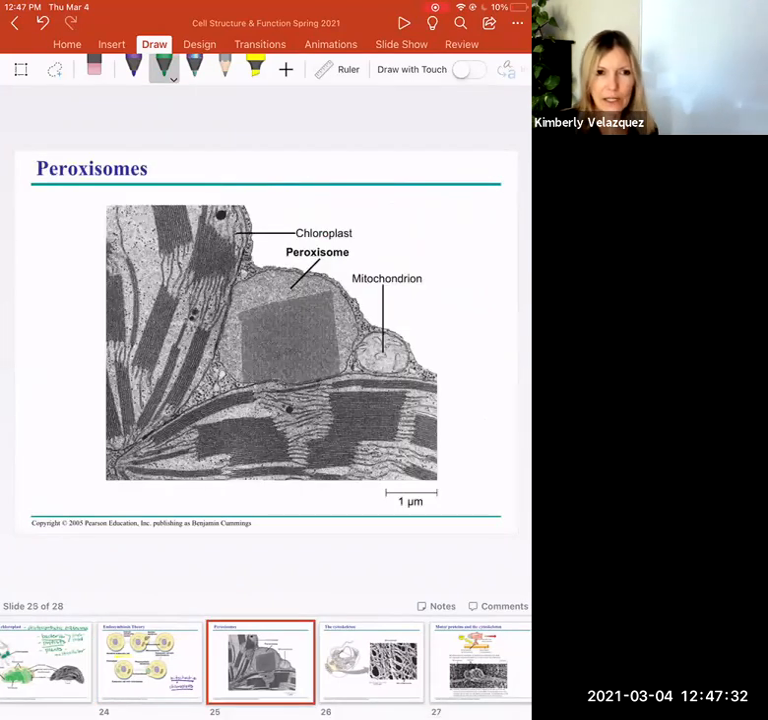Peroxisomes are an organelle in certain cells. I only have this on here because we have an enzyme lab later in the semester that involves peroxisomes.